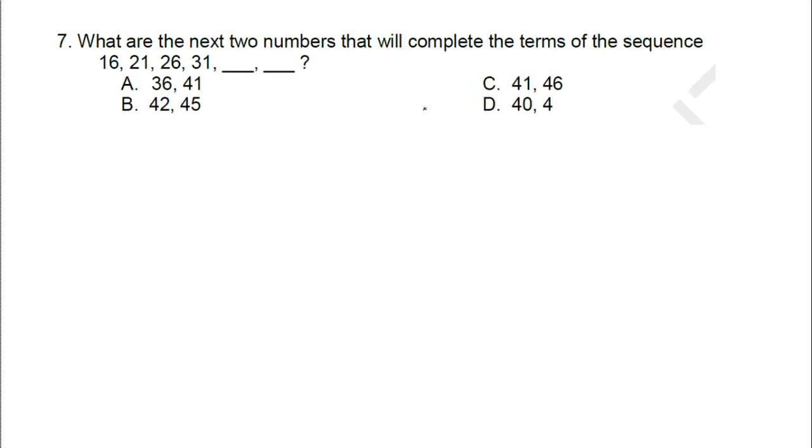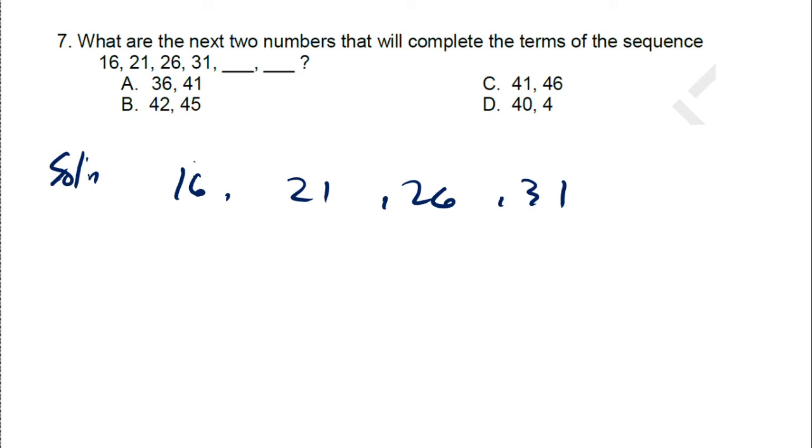Let's have number 7. What are the next two numbers that will complete the terms of the sequence 16, 21, 26, 31, blank, and blank? Now, let's analyze the problem. We have 16, 21, 26, and 31. As I've said, in a sequence, there is a rule, right? From 16 up to 31, this is in ascending order, meaning we are adding a positive number here.